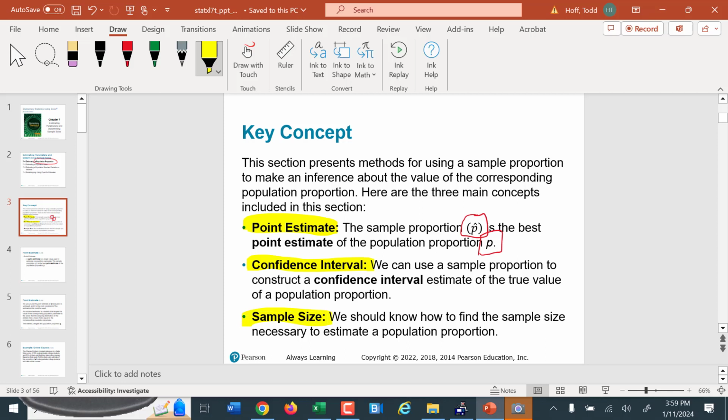And then we need to talk about sample size in a couple of regards. One is getting a sample large enough to have an accurate estimate. The smaller the sample, generally the worse or less reliable the estimate is. And then if we want to make sure we have a certain level of accuracy, how big of a sample do we need to achieve that, to be within a certain margin of error of the true parameter?